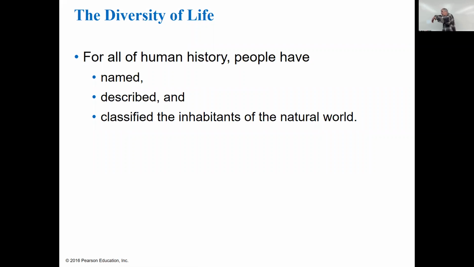So first we look at the diversity of life. And actually in the next chapter, we're going to do chapter 14 too, and that's going to be a little bit on the diversity of life as well. So people love to name things, classify stuff, right? Name, describe, and classify the inhabitants of the natural world. So we're going to get into taxonomy here.